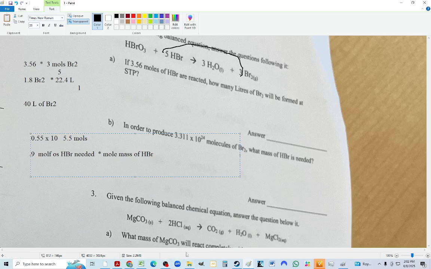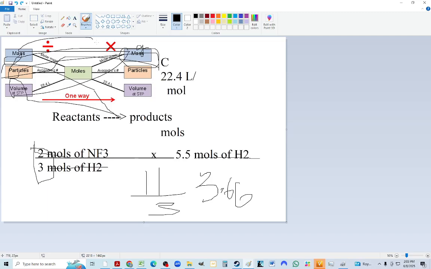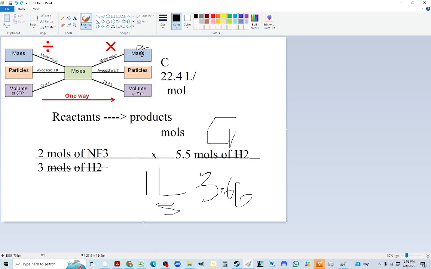So it's all about using this mole bridge concept over and over again. But sometimes they talk about mass on the right, mass on the left, particles on the left, particles to volume, volume to mass, mass to mass, etc. Eventually they'll hit concentration too, which isn't on here. So we'll get to that.